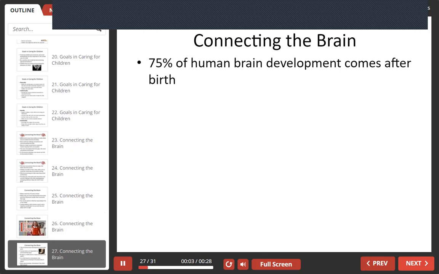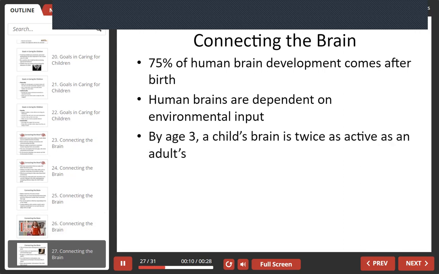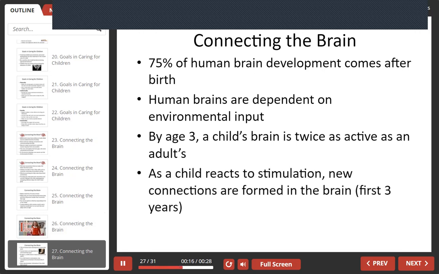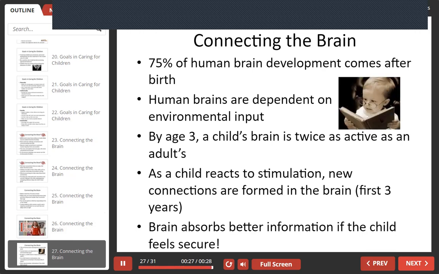75% of human brain development comes after birth, and human brains are dependent on environmental input. By age 3, a child's brain is twice as active as an adult's, and as a child reacts to stimulation, new connections are formed in the brain for the first 3 years. And if the child feels secure, their brain absorbs information better.